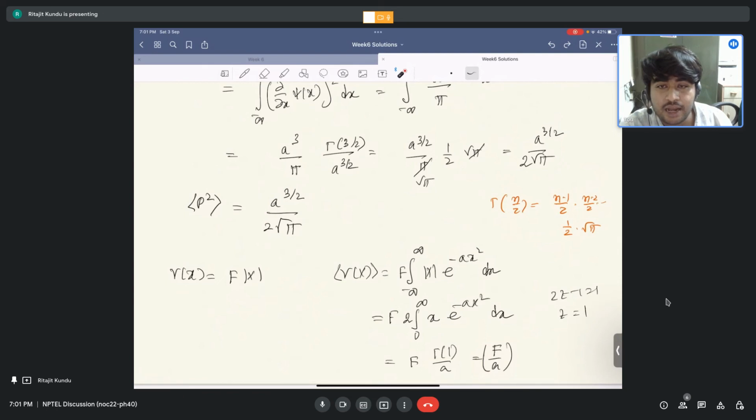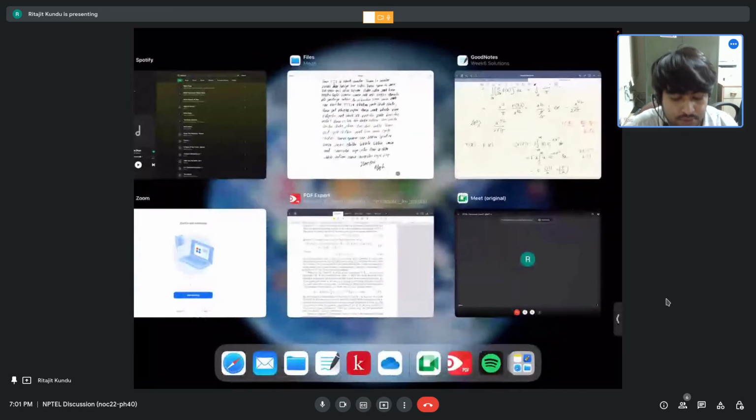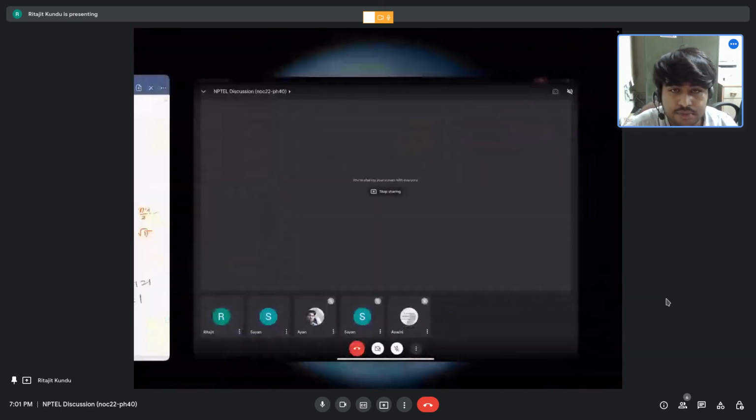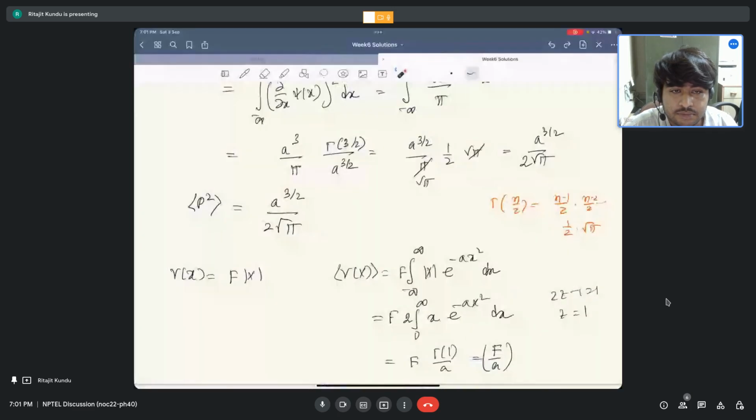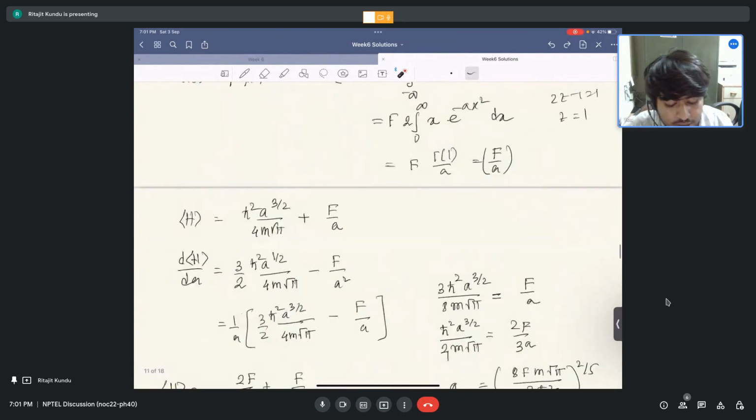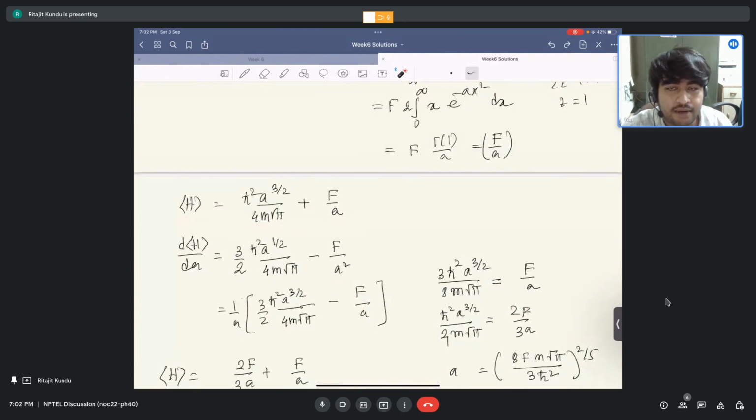Just to recap, this is the p square average. Okay, my screen got stuck probably. Just let me check it. All right. Yeah, so I have obtained the p square average and I have obtained the potential's average. So I have all of the ingredients to calculate the H average, right? So the H average is the p square average by 2m, and then there is V of x. This is the simplest thing. Everything boils down to this.